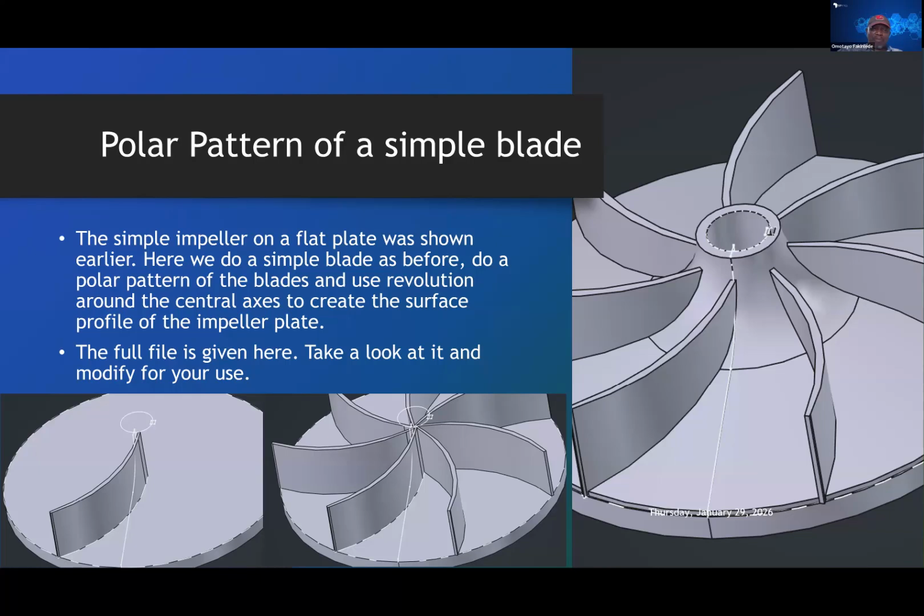Polar patterns of simple blades. For instance, this is an example of a slightly more complicated impeller blade than we saw earlier. But you see, to create the platter, which is just a very thin cylinder with very small height, that's all. And then you make a blade profile. In this case, we still choose a simple blade profile, which is essentially the thickened arc of a circle.